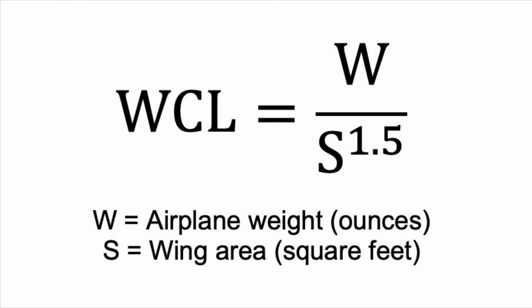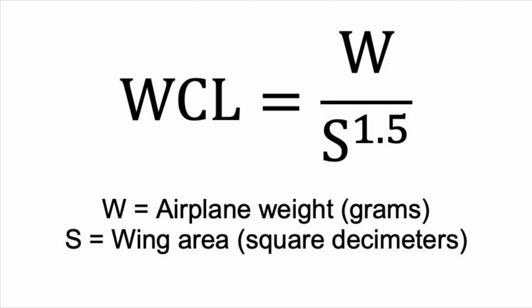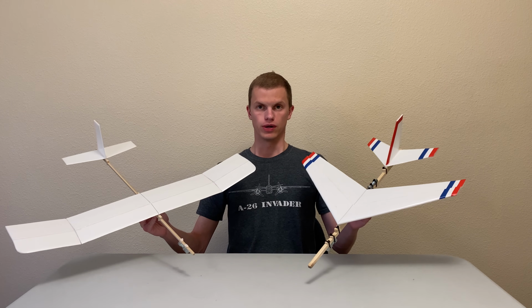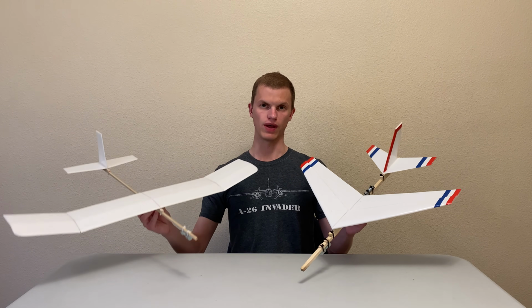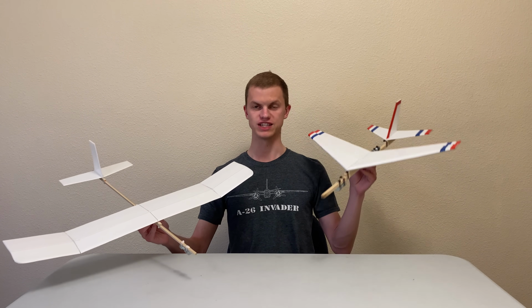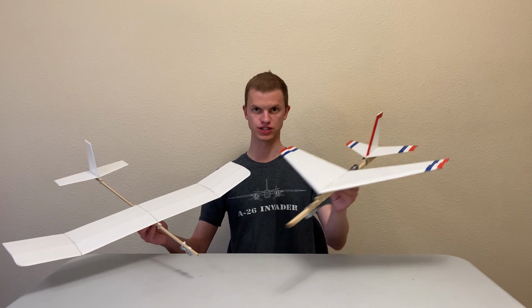The wing cube loading is calculated by taking the weight of a model airplane in ounces and dividing it by the wing area in square feet, raised to the 1.5 power. In metric, the weight is measured in grams, and the wing area is measured in square decimeters. A lower number means that a plane flies slow and feels very floaty, while a higher number means that a plane flies fast and seems to slice through the air.